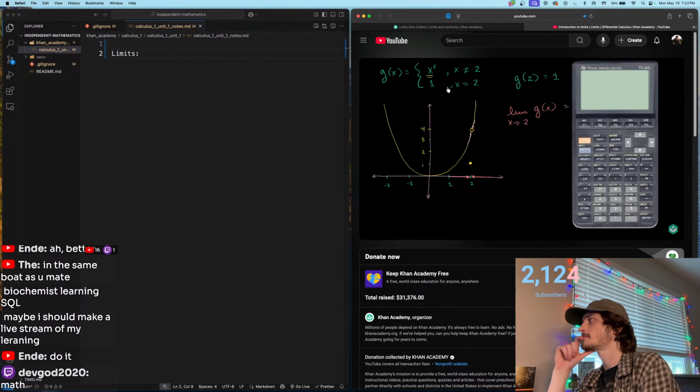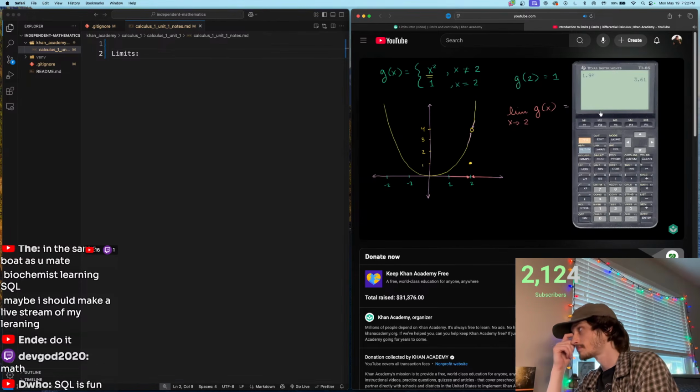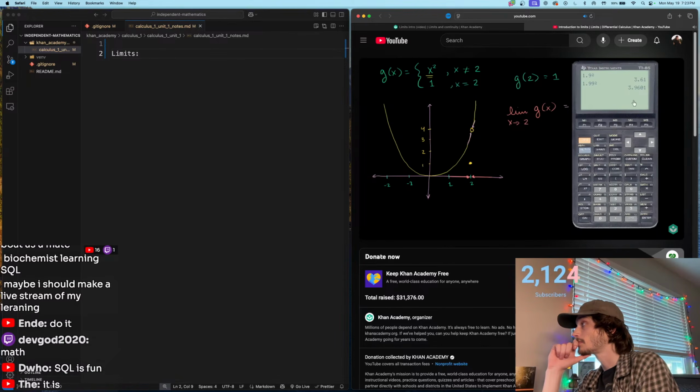So let's try 1.9. For x is equal to 1.9, you would use this top clause right over here. So you'd have 1.9 squared, and so you'd get 3.61. Well, what if you get even closer to 2? So 1.99. And once again, let me square that. Well, now I'm at 3.96.